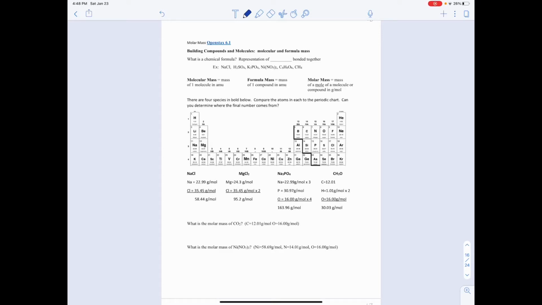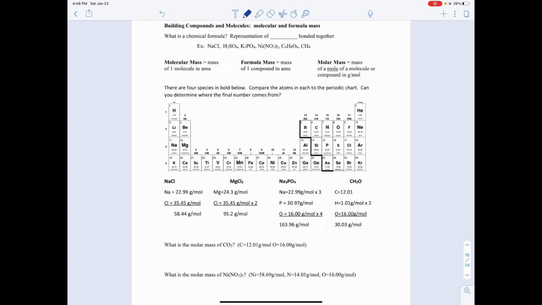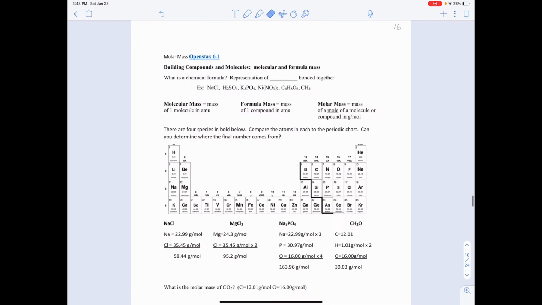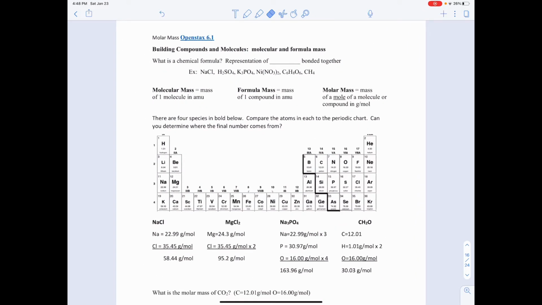So up until this point, we've been taking the periodic chart and just looking at the number and saying that that's the mass of 1 mole of nitrogen, or that's the mass of 6.022 times 10 to the 23rd atoms of nitrogen. We're going to expand that idea and make it larger. So we're going to build a compound or a molecule.